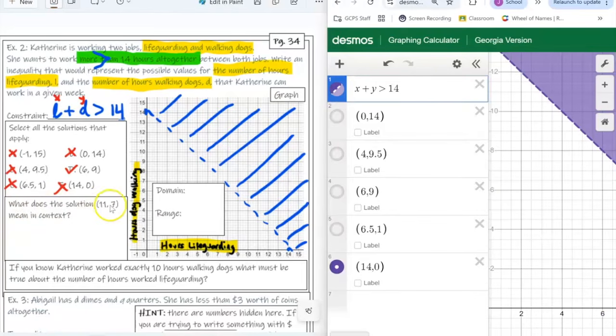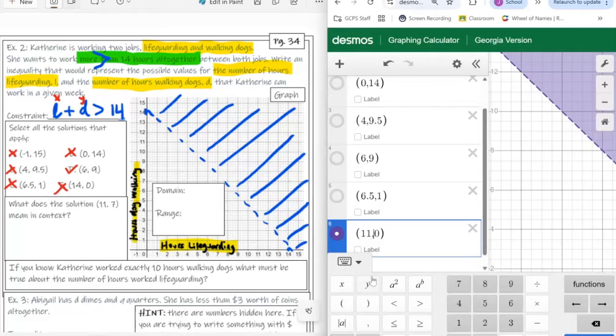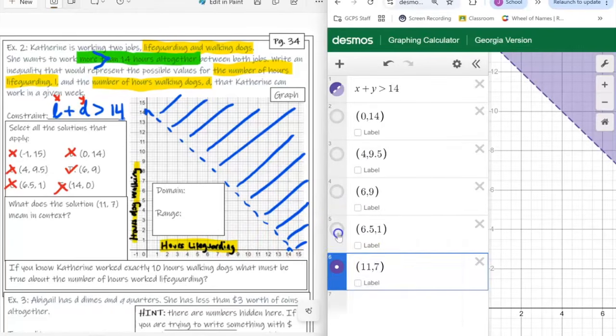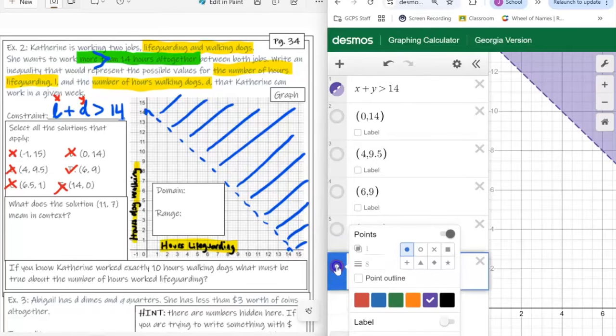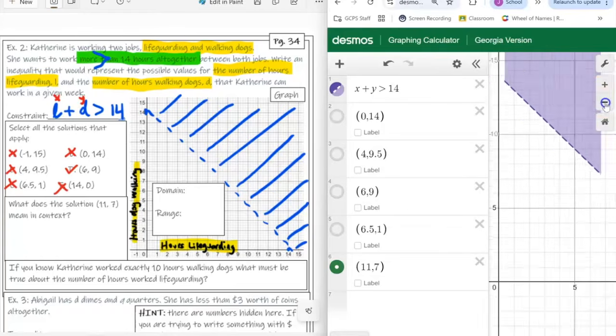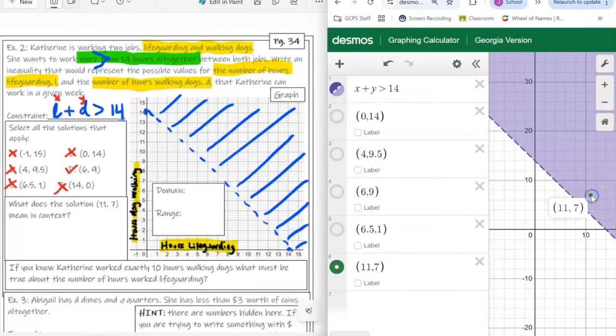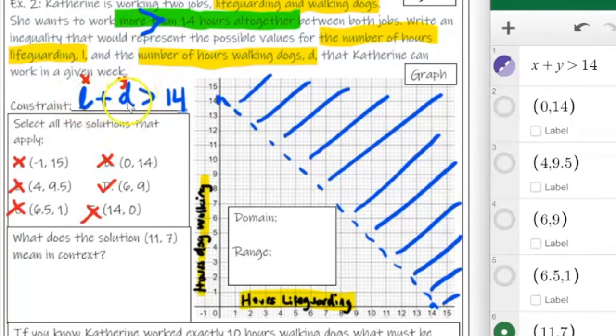All right, what does a solution 11,7 mean in context? So if I type in 11, 7, this should be in the solution. And I don't like that it's the same color as my solution. So I'm going to long click the color and then I can change the color. All right, so zoom out so I can see, there it is, definitely in my solution. What does it mean? So remember, this is my X and this is my Y, but in my problem, X is hours lifeguarding and Y is hours walking dogs. So what does 11,7 mean?